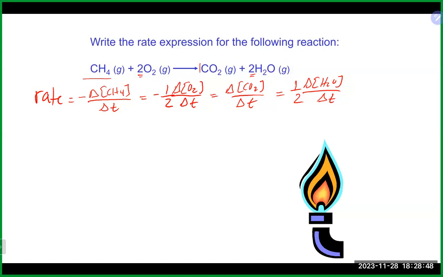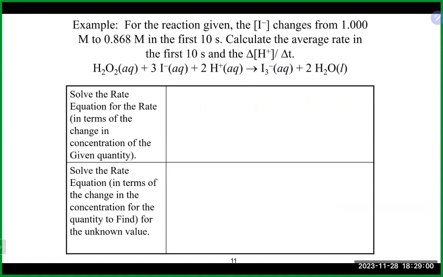So again, we could use this to do some calculations with actual numbers. So let's take a look at one where we actually do a calculation here and see what we get. So let's say here that for this reaction, we have the I minus concentration. It changes from 1 molar to 0.868 molar in the first 10 seconds. We want to calculate the average rate in the first 10 seconds. And how is the change in the concentration of H plus over the change in time basically changing?